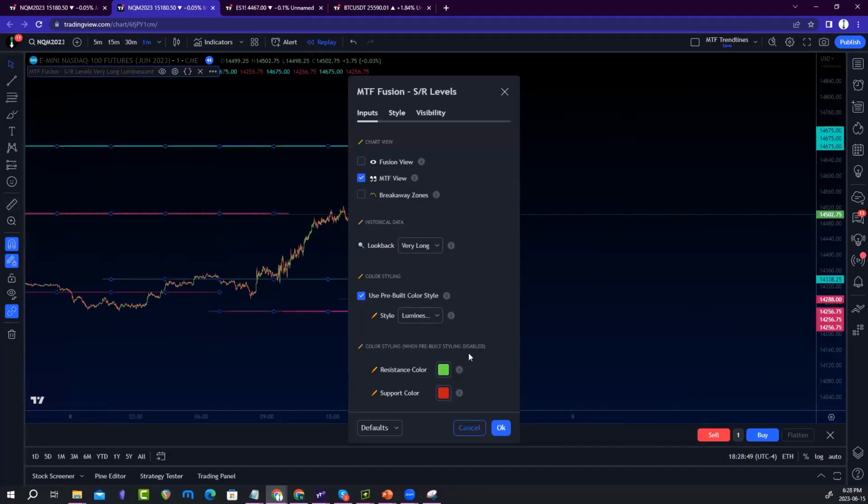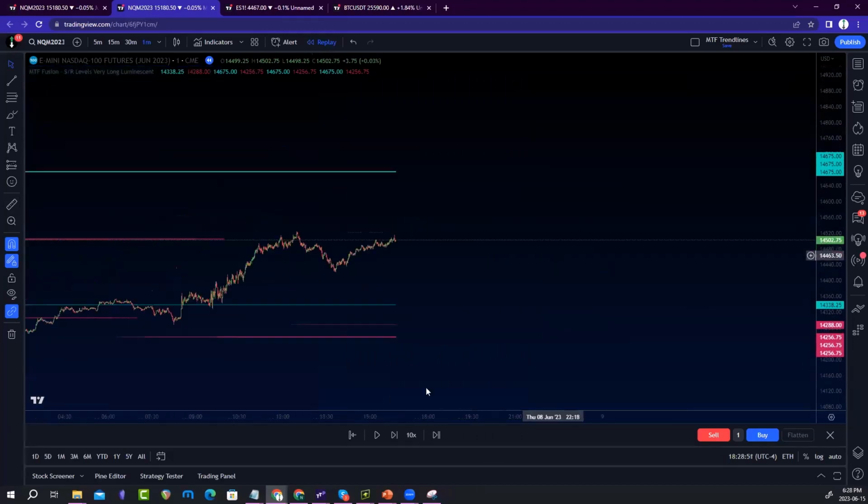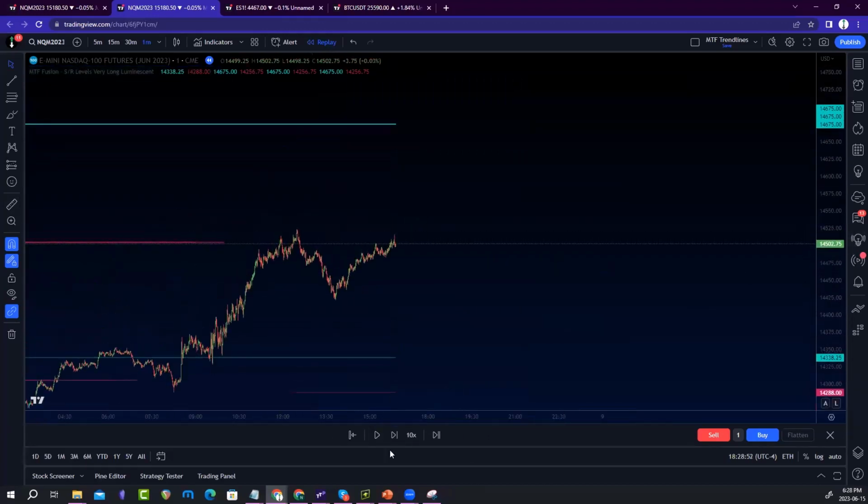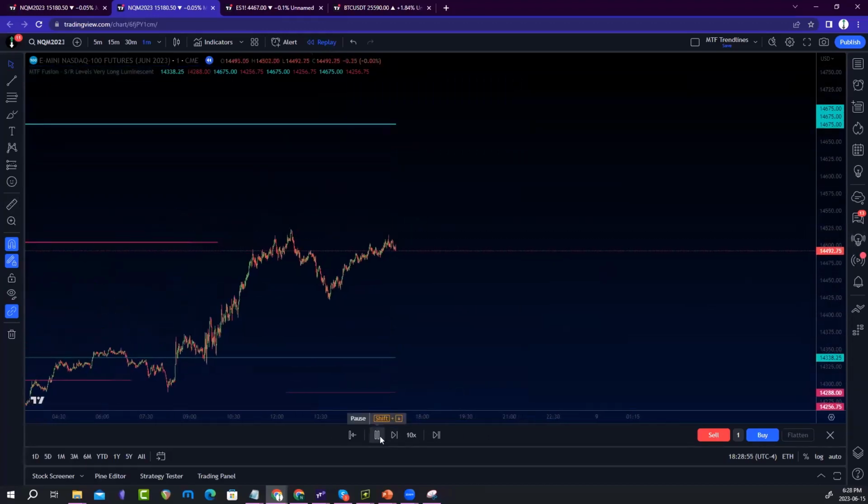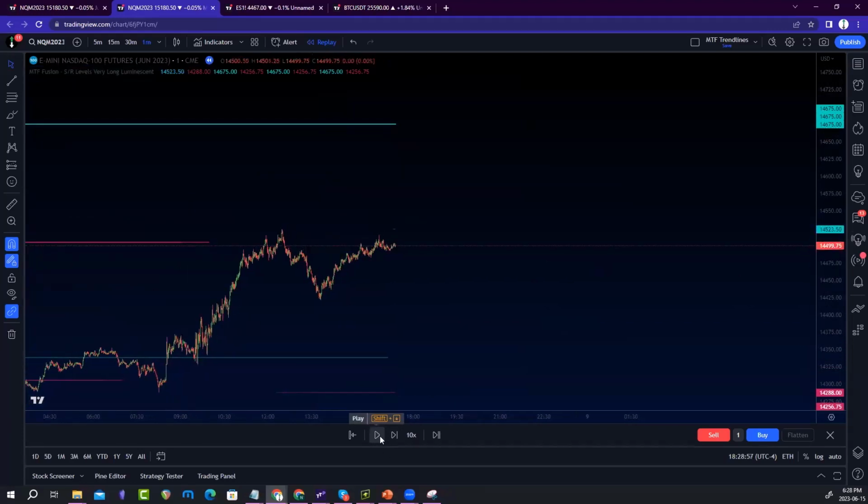Okay, so here we're on replay mode, and I'm going to click play, and we're going to see how these levels come in. An important thing to know about these is they do not repaint. So the way you saw them historically, you would have actually been able to trade them like that, which is super important for real-time trading, right?